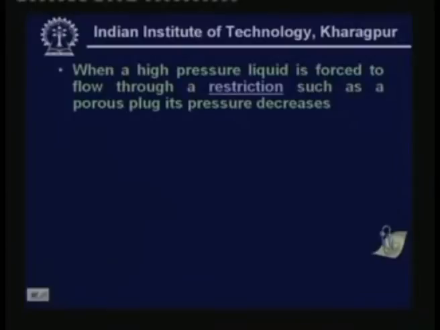Now, when a high pressure liquid is forced to flow through a restriction such as a porous plug, its pressure decreases. So, as I have already mentioned, there are two ways by which you can reduce the pressure of a high pressure liquid. One is by using a turbine and extracting useful output, and the second method is using a restriction. For example, restriction could be a valve. Let us say that you almost close the valve and force the liquid to flow through the valve. Then also its pressure drops, but you don't get any work output out of this. So one is using a turbine, the other one using a restriction.